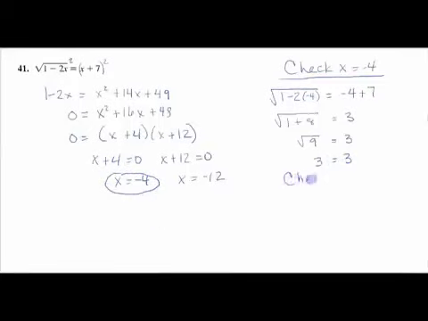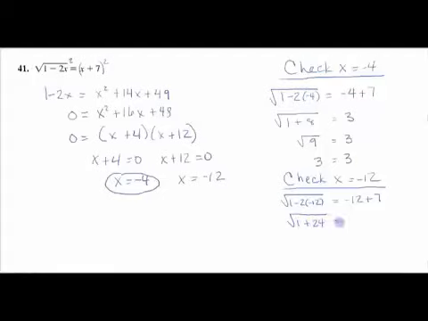Let's try checking x equals negative 12. I have the square root of 1 minus 2 times negative 12 equals negative 12 plus 7. This gives me the square root of 1 plus 24 is negative 12 plus 7. So the square root of 25 is negative 5, and this is not true. So I know that x equals negative 12 cannot be one of our solutions. In fact, this is what we call an extraneous solution.